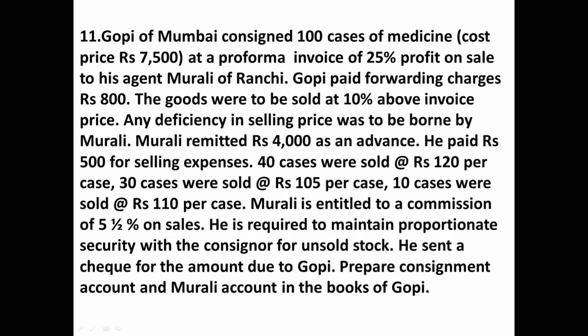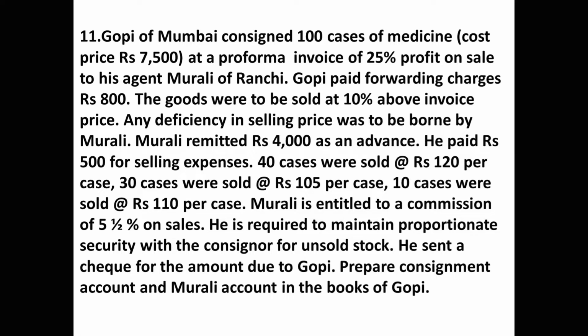Gopi of Mumbai consigned 100 cases of medicine, cost price 7,500 rupees, at a pro forma invoice of 25% on sale to his agent Murali of Ranchi. Gopi paid forwarding charges of 800 rupees. The goods were to be sold at 10% above invoice price. Any deficiency in selling price was to be borne by Murali. Murali remitted 4,000 rupees as an advance. He paid 500 rupees for selling expenses.